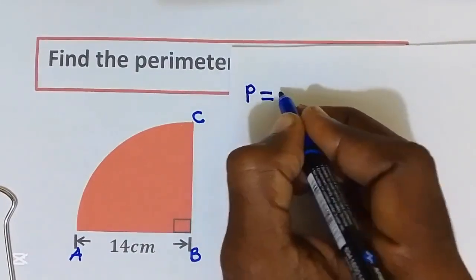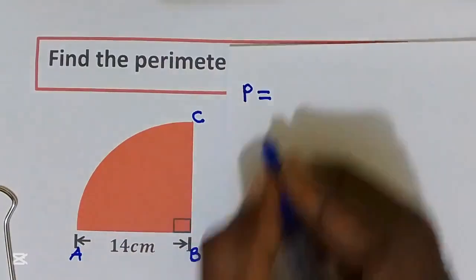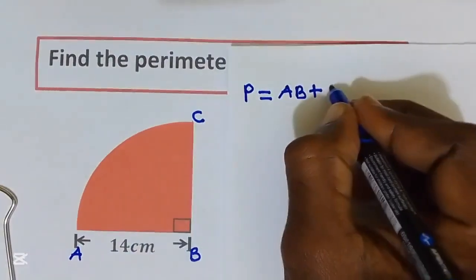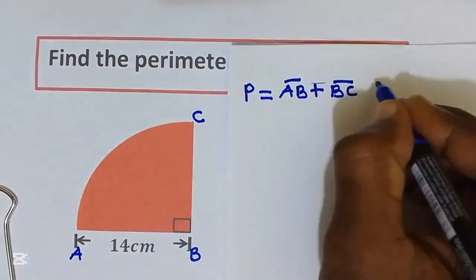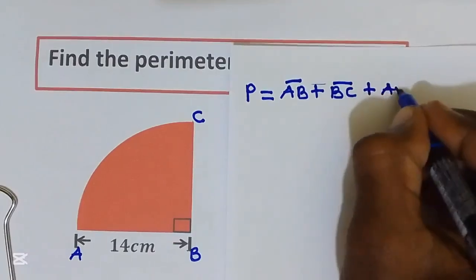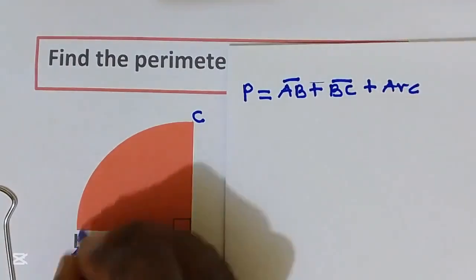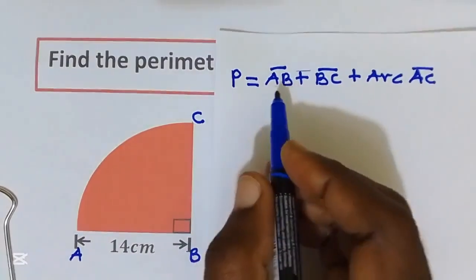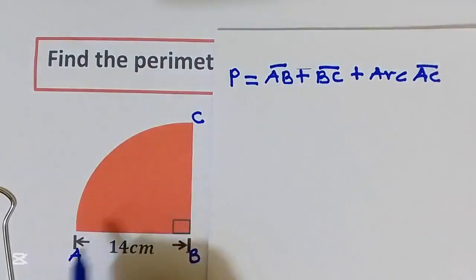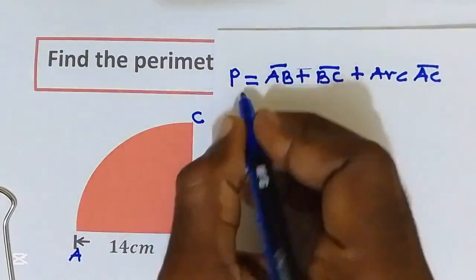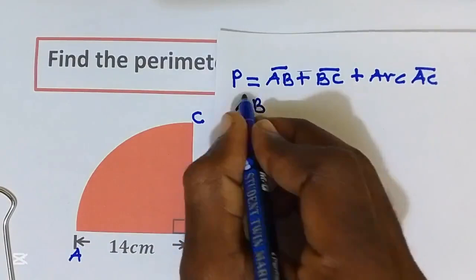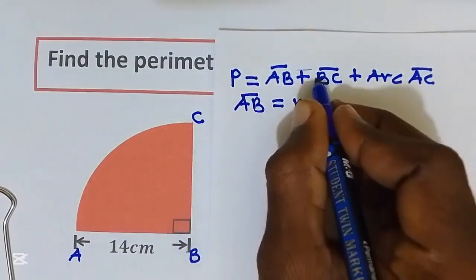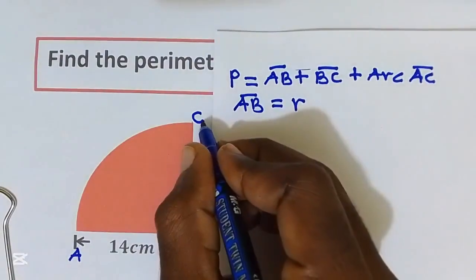Perimeter is equal to distance AB plus BC plus arc AC. But distance AB is a radius of a quarter circle. This is equal to a radius, and distance BC also is a radius.